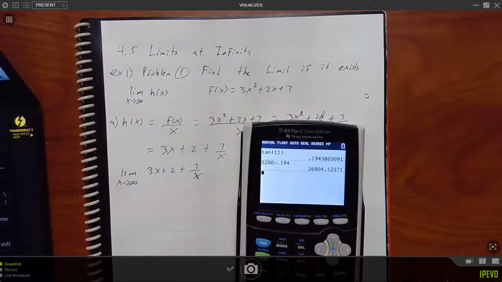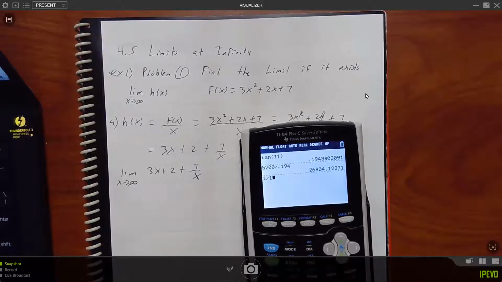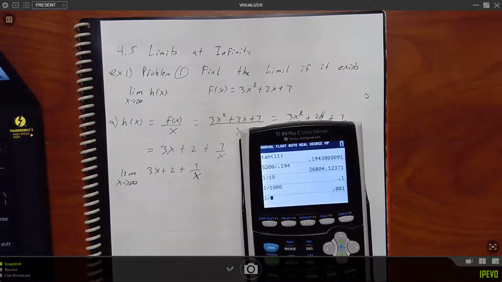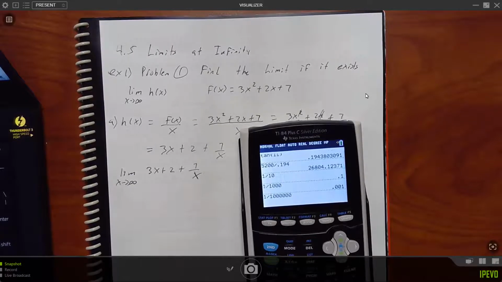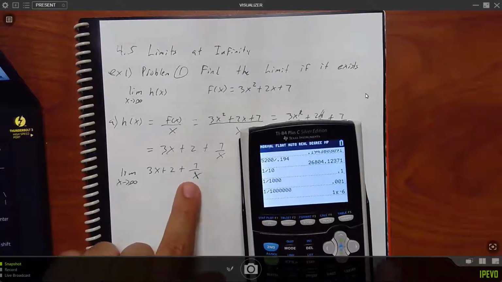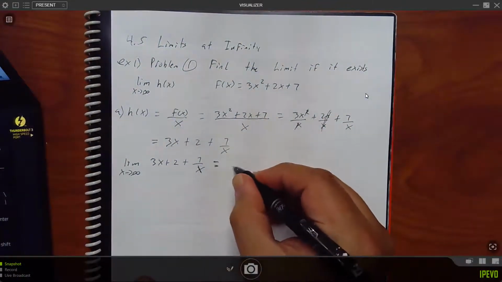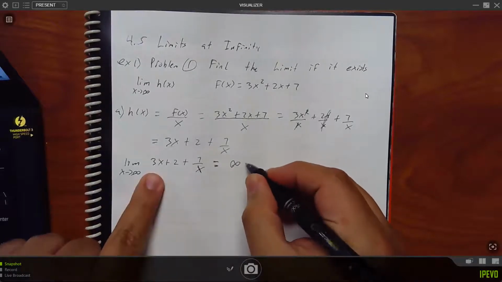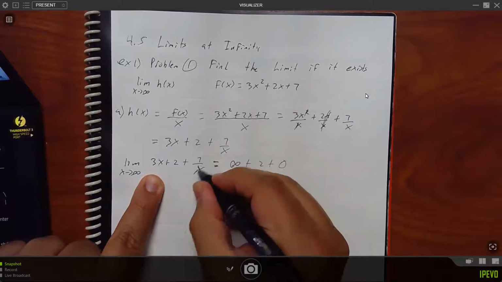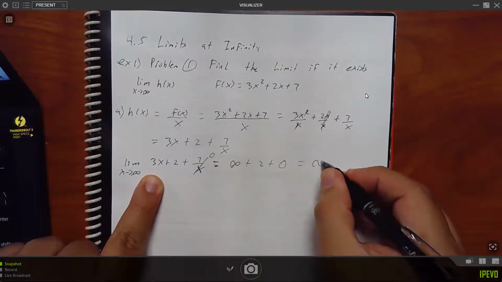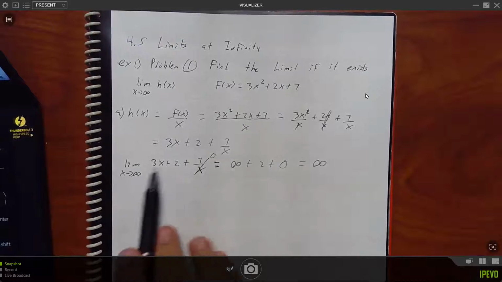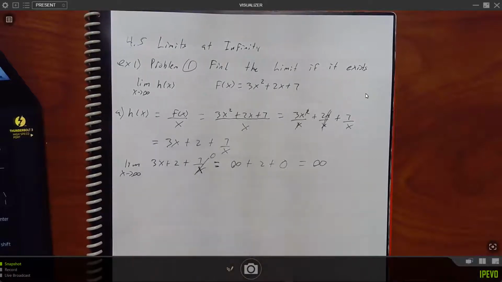So as we can see, 1 over 10 is 0.1, right? 1 over 100 or 1,000, it's even smaller. So if x gets really large, it gets really tiny, right? So if it's 1 over infinity, as x is approaching infinity, when you take the limit, this first part is just infinity plus 2 plus 0. So this goes to 0, but it's still infinite. So the limit is infinite for this example.